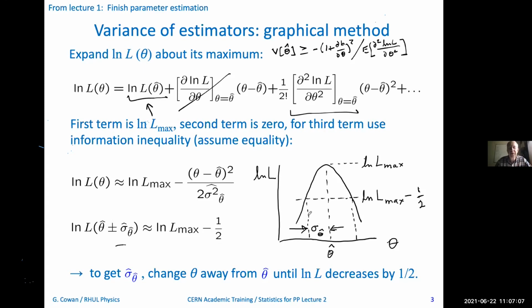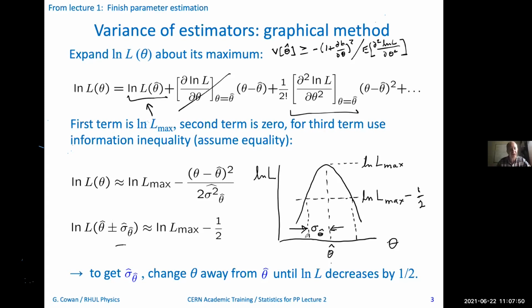And so that's the recipe. The recipe says that if you look at the log likelihood near the MLE, it's approximately parabolic, and you come down from the maximum by 1/2, and then you project that distance down. It should be symmetric, you could do it on either side. Then the distance that you move theta away from theta hat in order to get that decrease is 1 standard deviation of theta hat. And that's the number that you would report as the statistical error in your estimate of theta. All right, so that's the so-called graphical method for the case of a single parameter. And it's in the extra slides from the first lecture.